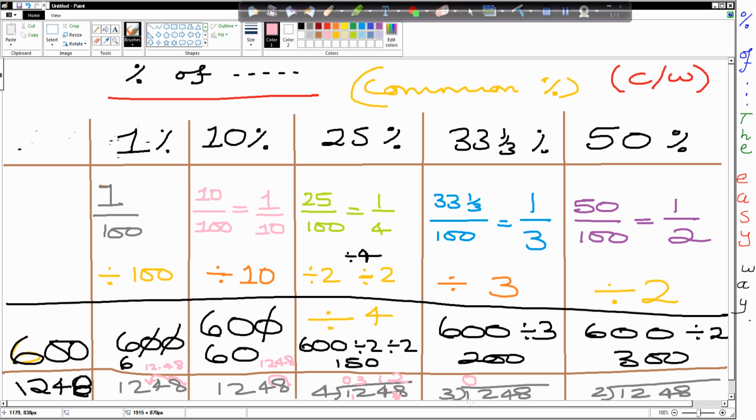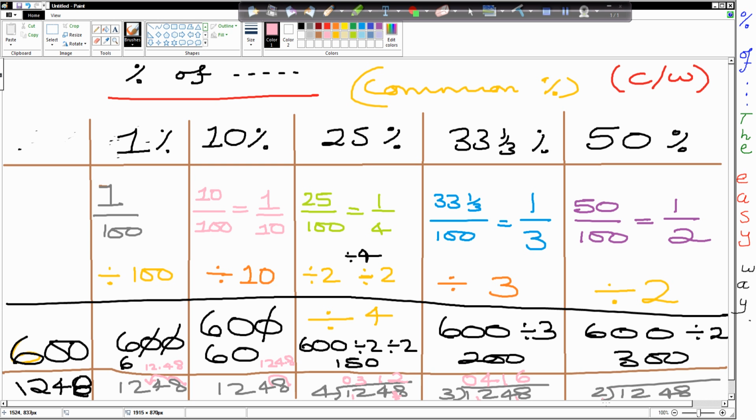If you're going to work out 33 and a third %, we divide it by 3. How many 3s go into 12? 4. 3 into 1 is nothing, remainder 1. That's the question I was actually doing earlier, the divide by 3 question. 3 into 18 is 6. Is this clear? Yeah. Are you sure?